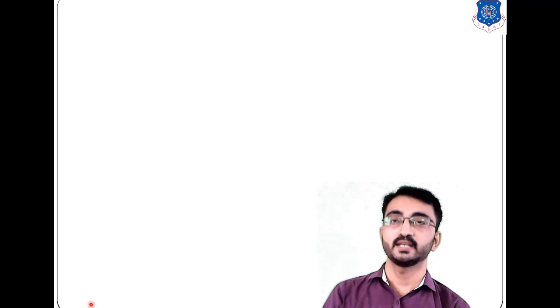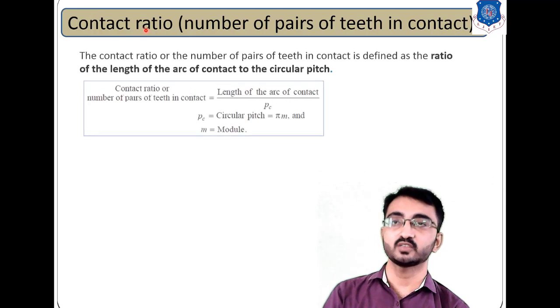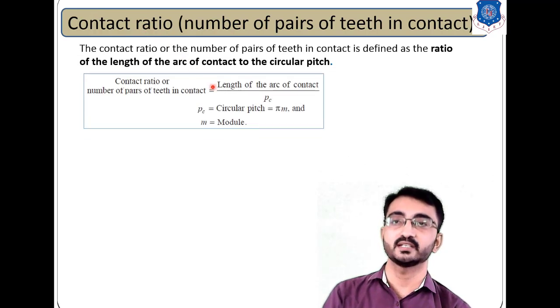After calculating the length of path of contact, next we have to calculate the contact ratio. It means the number of pairs of teeth in contact. At any instant, if we want to identify how many teeth of the gears are meshing with each other, then that can be calculated as the contact ratio. We can calculate this contact ratio by a simple equation, that is the ratio of length of arc of contact upon circular pitch, that is Pc.